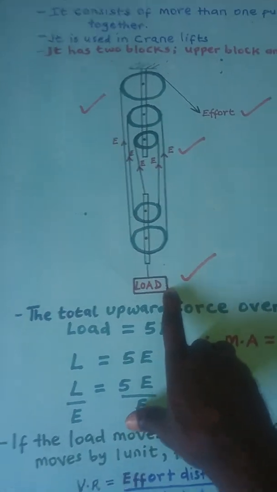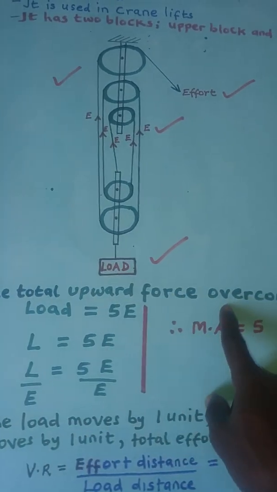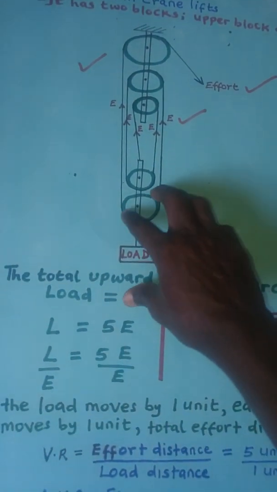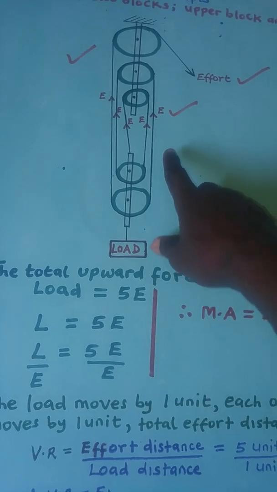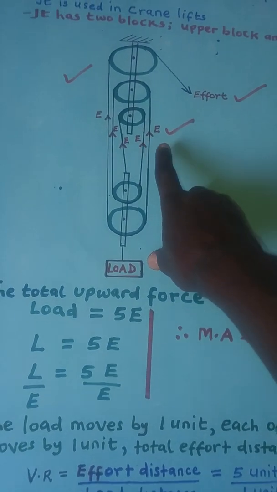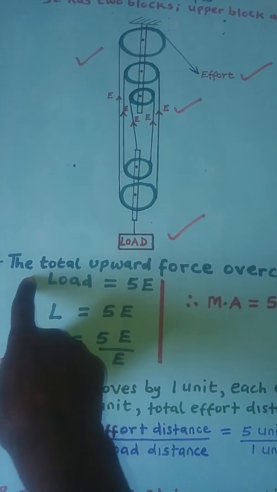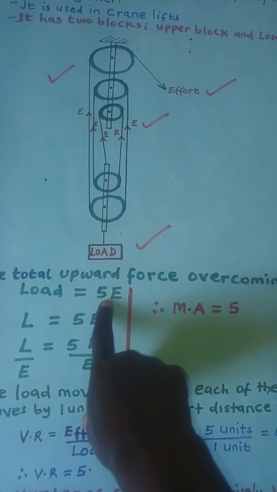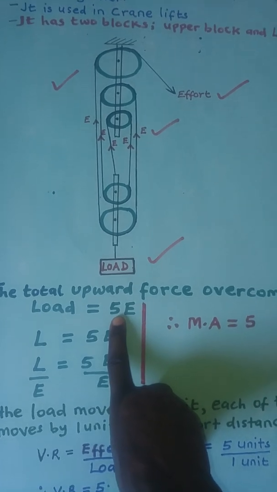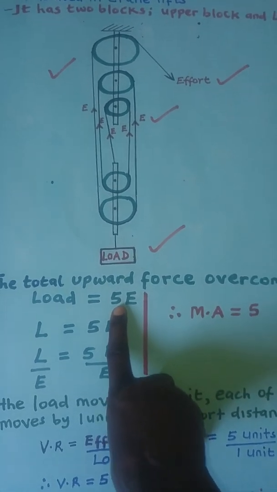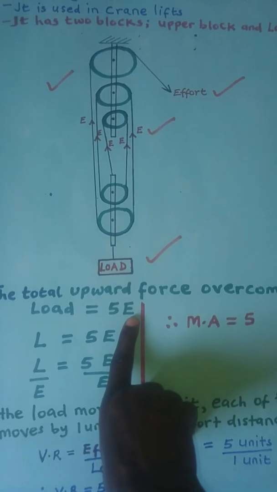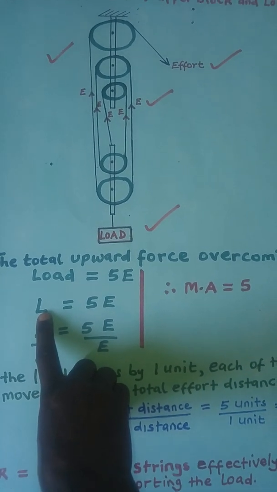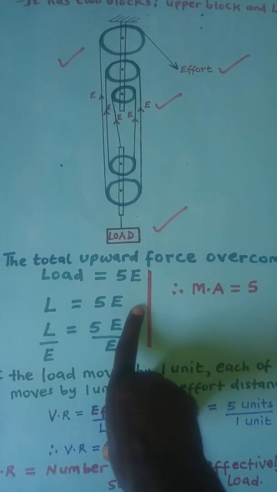Now look at this statement. The total upward force overcoming the load. You see? The forces which are overcoming the load upwards are how many? There are 5 E's. So the total upward force overcoming the load is actually E plus E plus E, 5 times. So you end up with 5E. So the load is balancing with the 5E. So mathematically, we can say L, which is the load, the downward force, is equal to 5E.